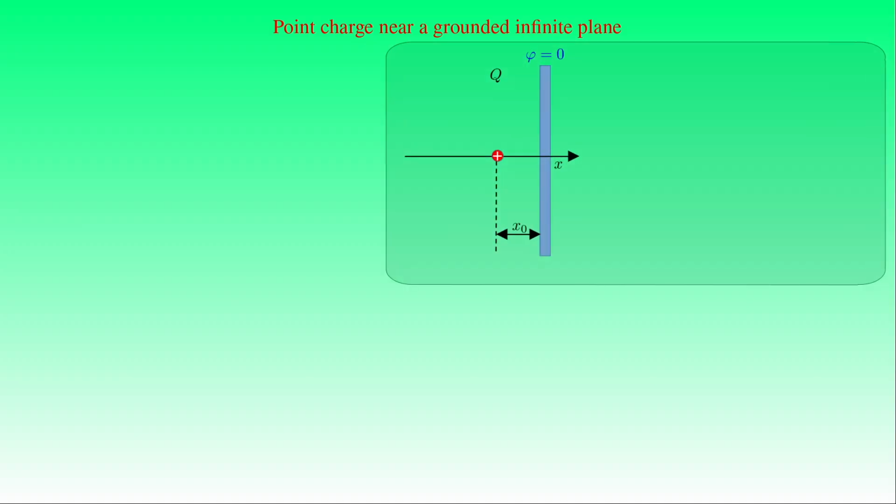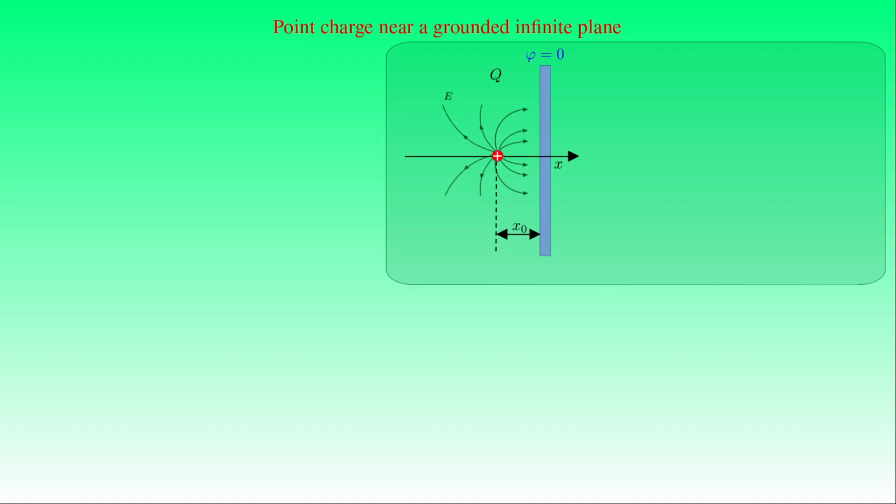Now we use the results obtained for a point charge near a grounded sphere to solve another problem by replacing the sphere with a plane. We can determine the electric field due to the point charge q at the distance x0 from a grounded plane as the limiting case of the previous problem if the radius of the grounded sphere becomes infinite.